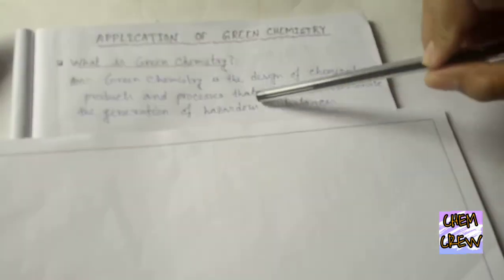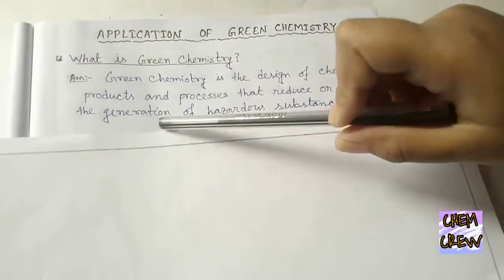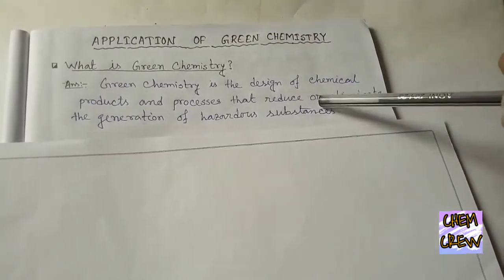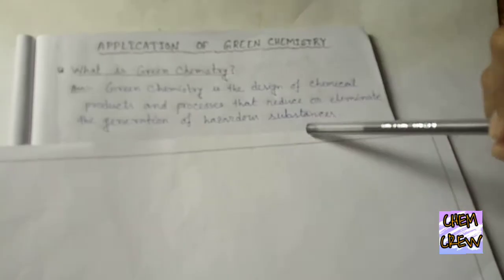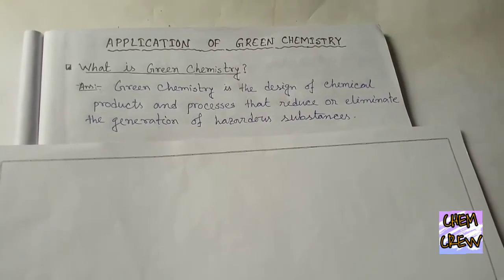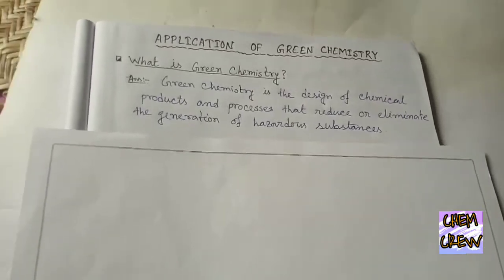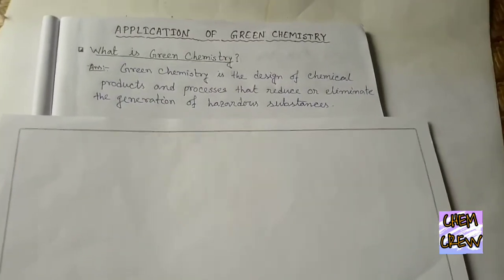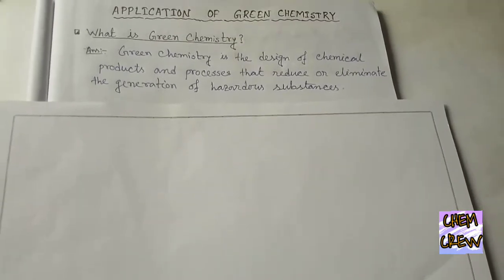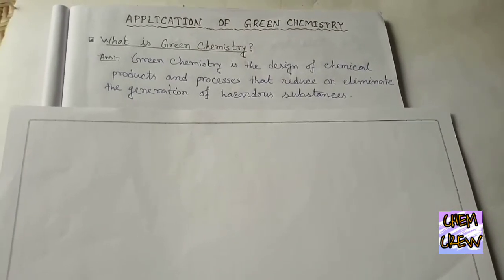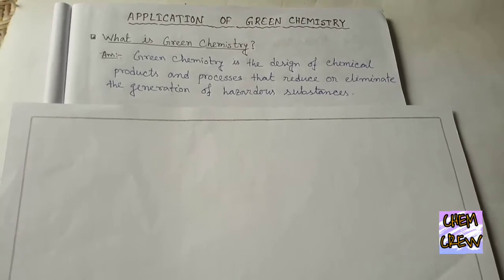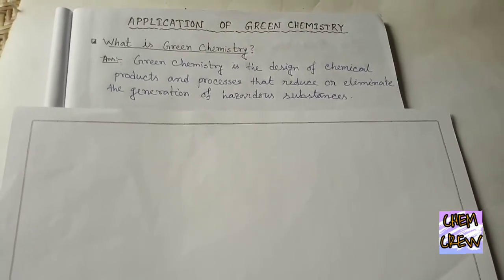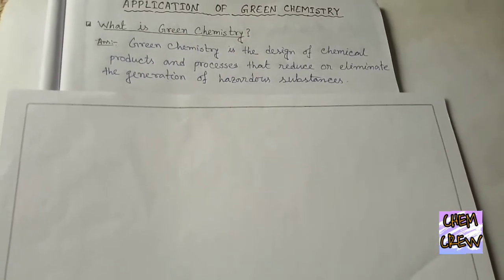Green chemistry is the design of chemical products and processes that reduce or eliminate the generation of hazardous substances. That means we can say green chemistry is a kind of sketch or diagram which consists of numerous chemical products and processes that remove or sort out the generation of harmful substances.